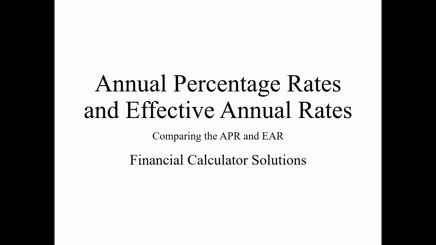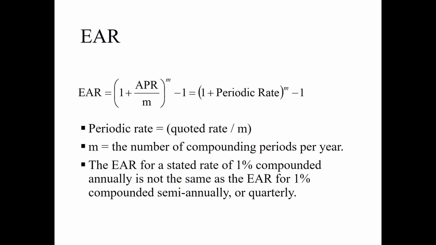In this video, we're going to look at annual percentage rates, effective annual rates, and how to compare the two. And here we see our equation, where our effective annual rate is equal to the quantity of 1 plus our APR divided by m, raised to the m, minus 1.